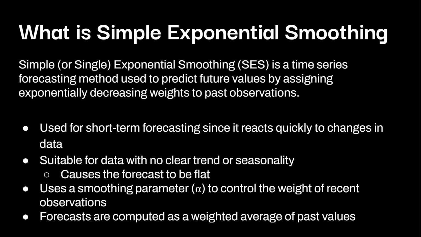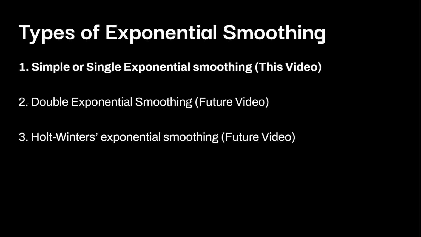Also, it uses a smoothing parameter, which is alpha, to control the weight of recent observations, and forecasts are computed as a weighted average of past values. We'll go into the formula, I think, in the next slide or slide after. Actually, it's going to be the slide after.